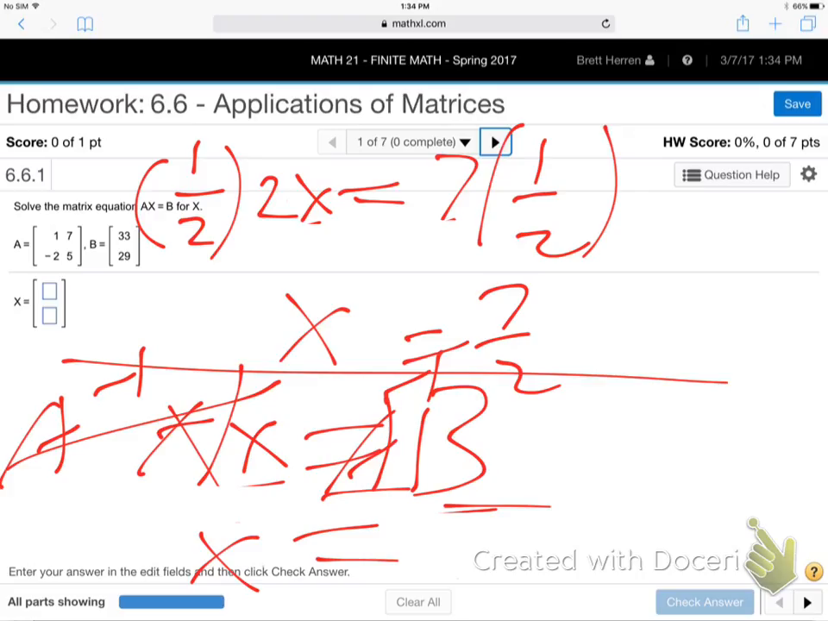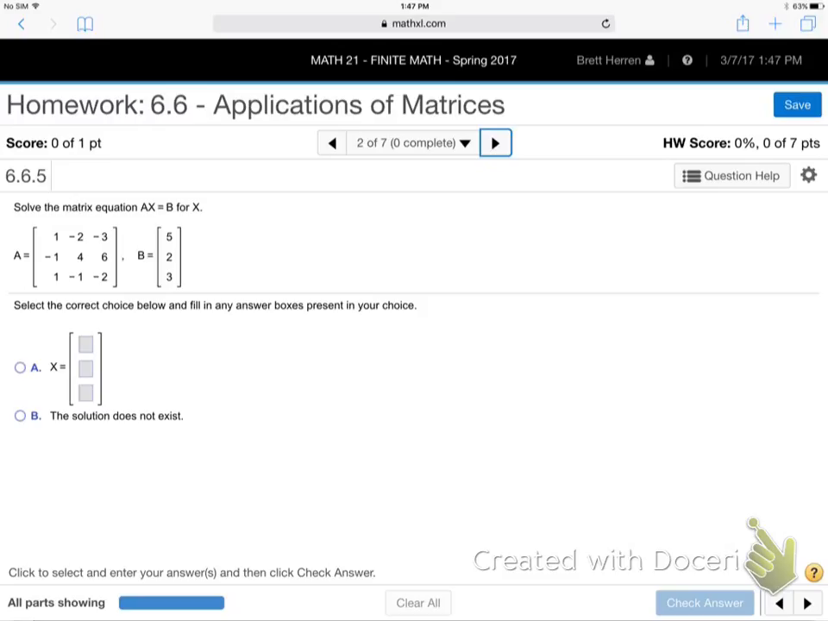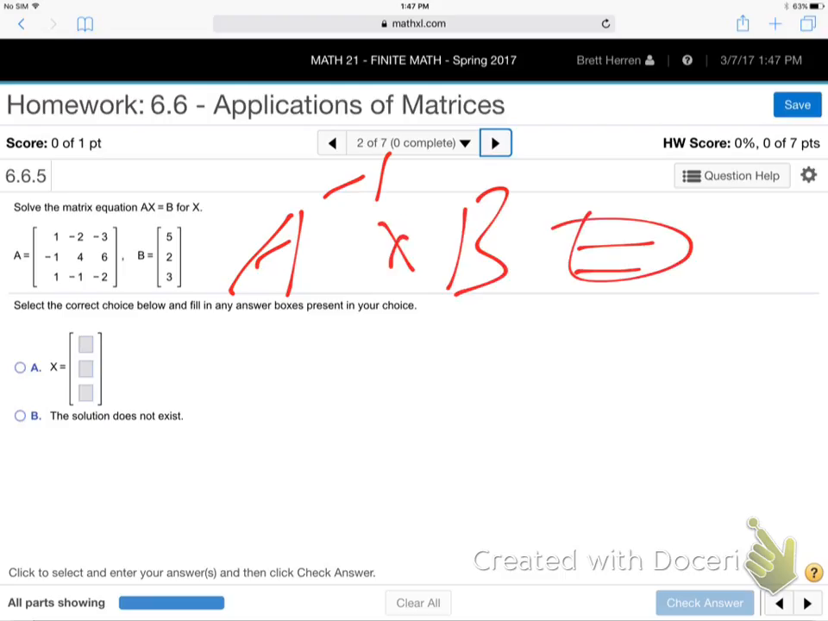All right, so that's what we're doing. That's why it's true. You're doing the inverse of both sides. So that's the logic behind it. It's the same kind of thing. You're just going to take A inverse, type in A, get it on your screen, go times B and hit equals or enter. There's nothing more to say. Same exact thing.